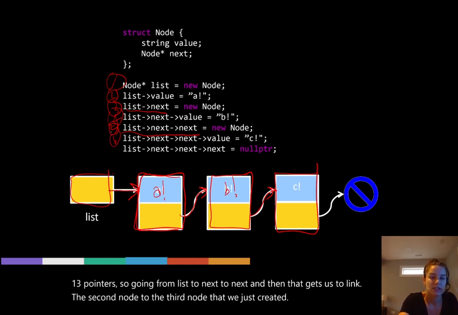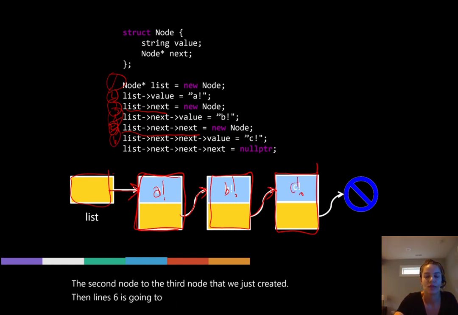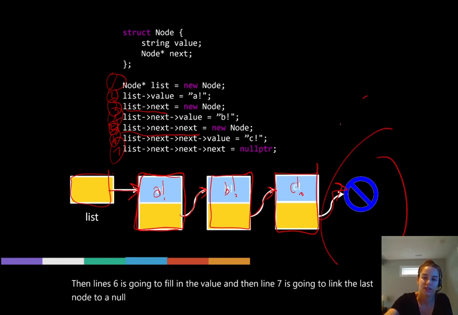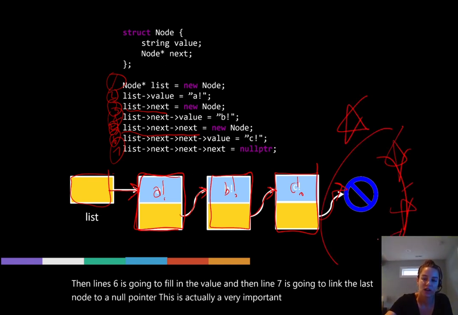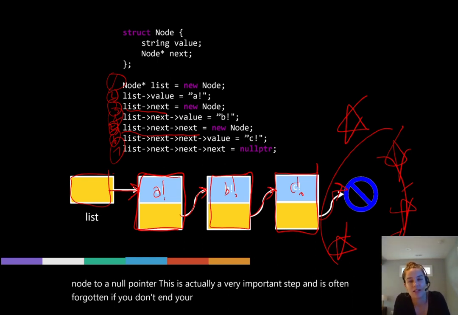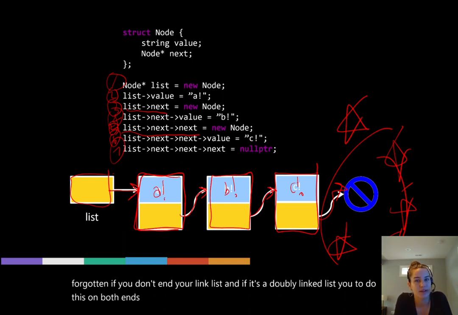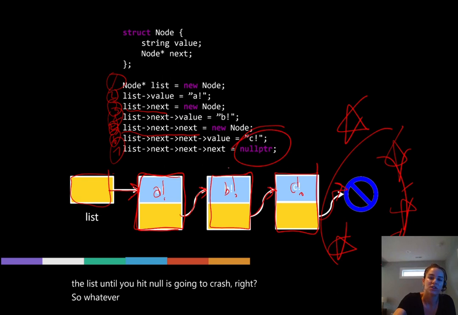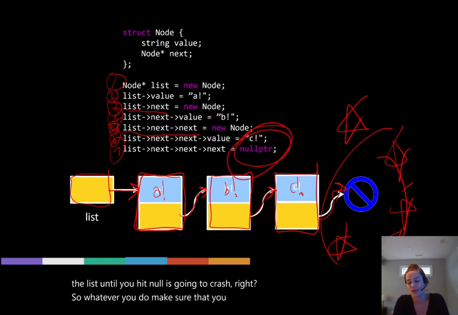Then line 6 is going to fill in the value, and then line 7 is going to link the last node to a null pointer. This is actually a very important step and is often forgotten. If you don't end your linked list, and if it's a doubly linked list, you have to do this on both ends, then any of the code that you're writing that walks through the list until you hit null is going to crash, right? So whatever you do, make sure that you end your linked list with a null pointer.